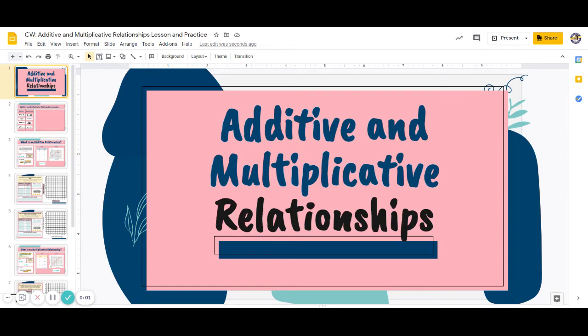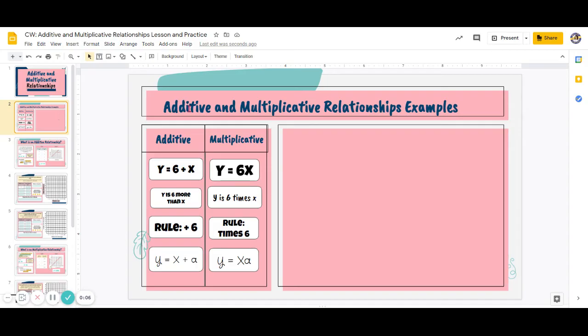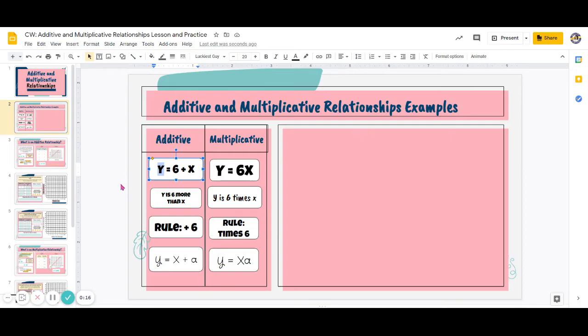Alrighty, so today we're going to talk about additive and multiplicative relationships. An additive and multiplicative relationship consists of variables: the independent variable, which is the x, and I'm doing something to the independent to get y, our dependent variable. We talked about those yesterday. Here's how they look. You will see additive as being added, something that's more than, increasing, and as an equation, it's going to look like this.